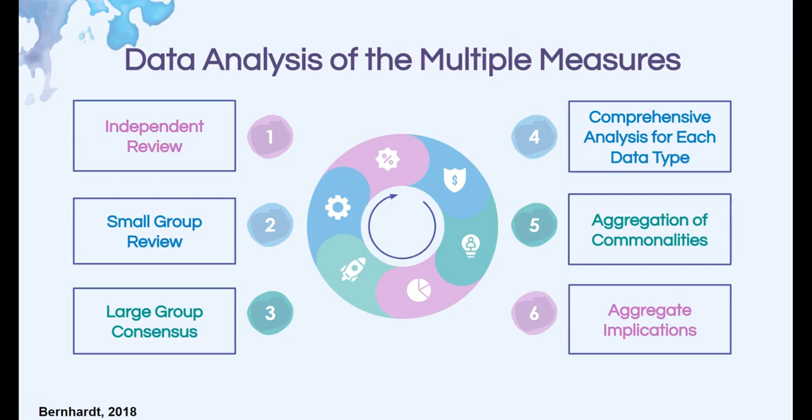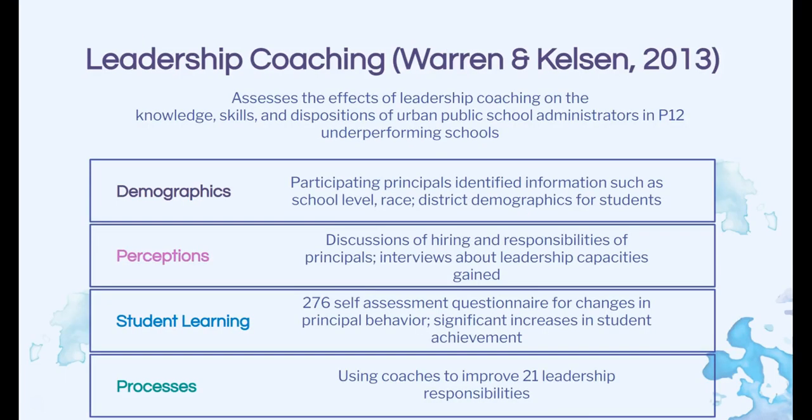Third, there should be large group consensus. The small groups should share out all of their results and combine it into one comprehensive set of strengths, challenges, implications, and additional data needed. A comprehensive analysis should occur for each data type. Once the analysis has happened for each data type, the group should line up the consolidated implications and commonalities and review those as a whole.